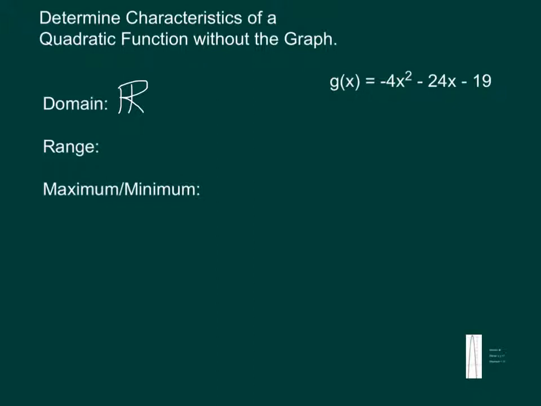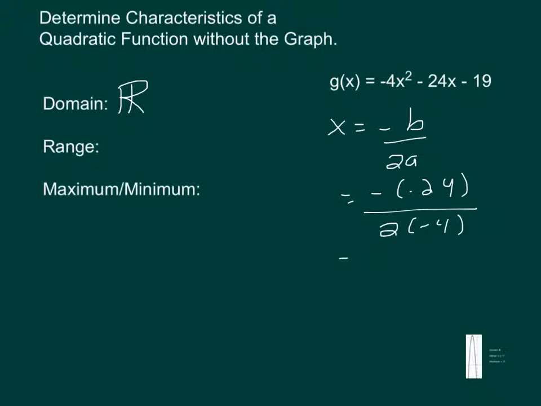For the range, though, that often has a restriction, and with a parabola, that restriction is based on where the vertex is. So what I'd want to do is figure out the vertex of this parabola. To do that, I'll start off with, once again, using my same formula, x equals -b over 2a. The b here is -24, so I've got -(-24), all over 2a, which is 2 times -4. And this is going to simplify to be a positive 24 over -8, which reduces to -3. That's going to be the x-coordinate of my vertex.